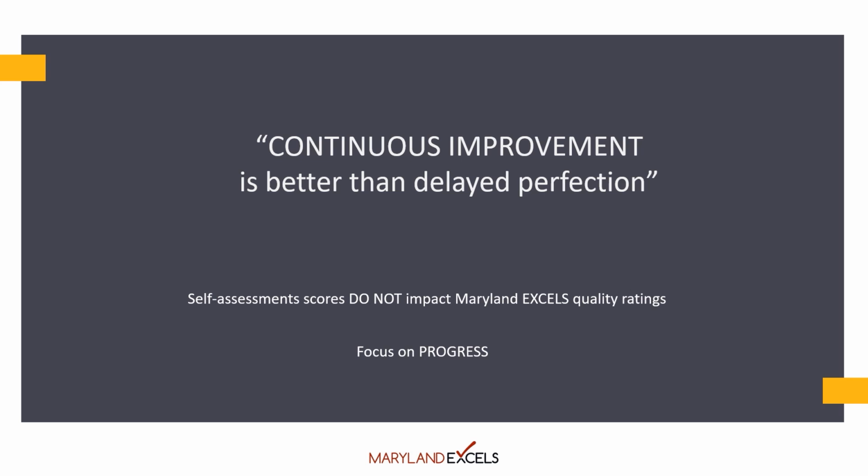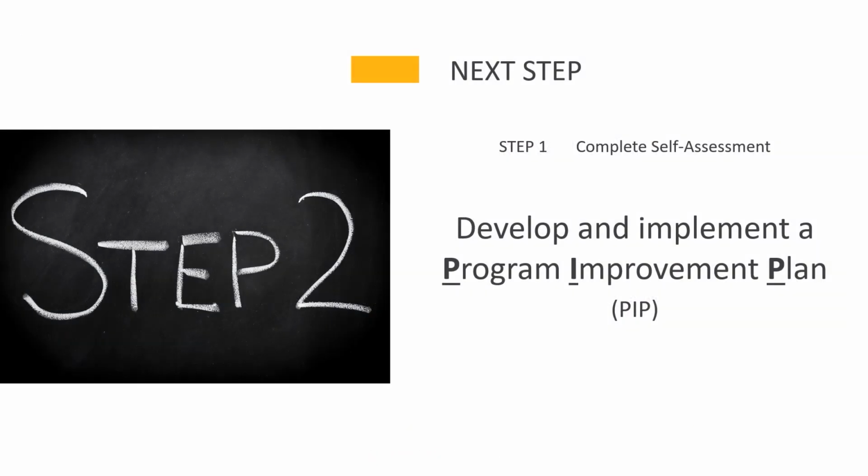Scoring a 7 for every item is an unrealistic expectation. Be honest with yourself and your program. You will probably have some items scored a 1 or a 2. Accept what you cannot change and focus on the areas you can improve. In Maryland EXCELS, the assessment process is really not about the scores. What's important is what you choose to do with the information after you have gathered it. The focus is on progress, not perfection.